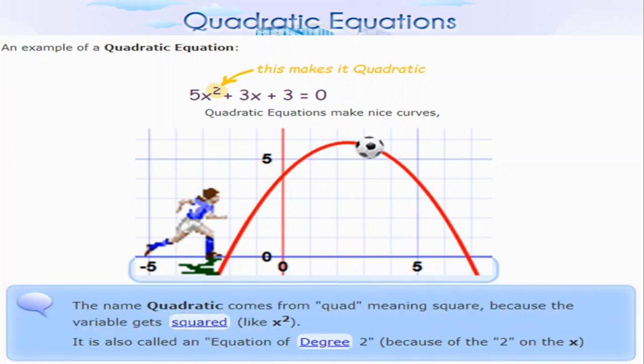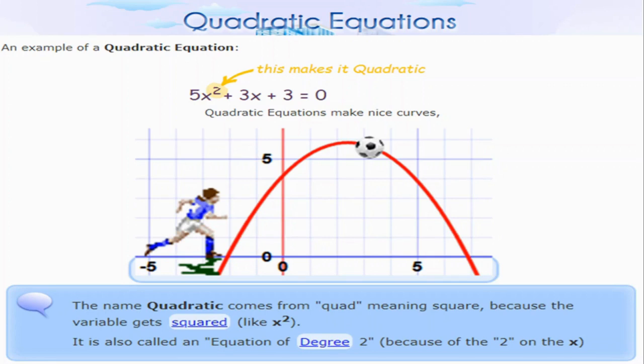Especially note that the name quadratic comes from quad. In Latin, quad means square. The square of x is called x square. It is also noted that this is an equation of degree 2 in x, so this is also a polynomial with the degree of 2.